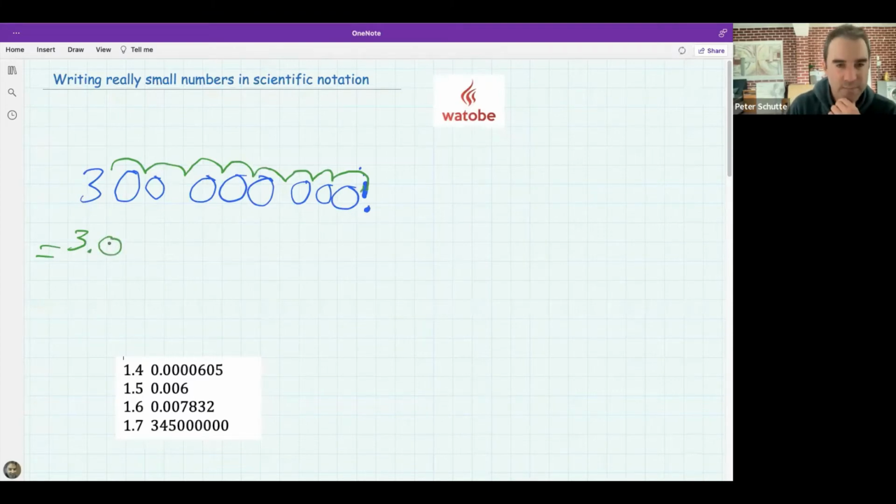Now 3 is not the same as 300 million. But what we figured out is that for each jump over a 0, it represented a multiplication of 10. And so all we needed to do was write down 3.0 times 10 to the power of however many jumps we jumped over. So it was 8 in this case. So that's 3.0 times 10 to the 8. So that was the basic translation from a big number into scientific notation.